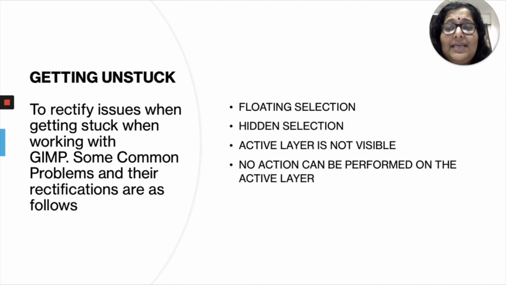Some common problems and their rectifications are as follows. Some of the common problems that you face when you work with GIMP are explained here, and we will also give you suggestions on how to get out of those problems. They are floating selection, hidden selection, active layer is not visible, and no action can be performed on the active layer. These are the common problems that occur when you work with GIMP. I'll read it one more time: floating selection, hidden selection, active layer is not visible, and no action can be performed on the active layer.